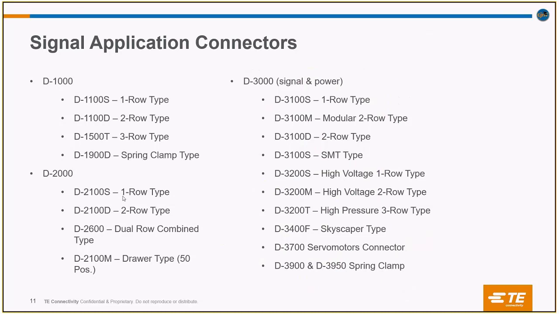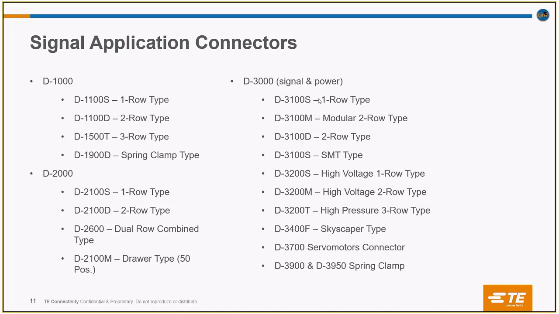Next is the D2000 series. In the D2000 series, we again have the 2100S, 1, 2, 3, 4, the dual row type, the dual row combined type. We'll see what a dual row combined type looks like, and the drawer type, which is 50 positions.